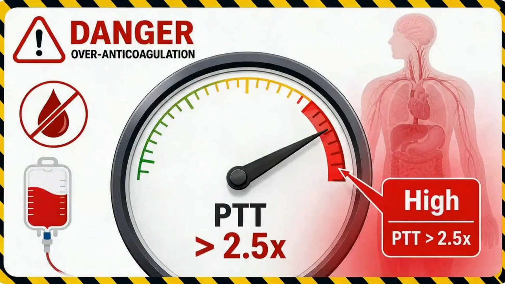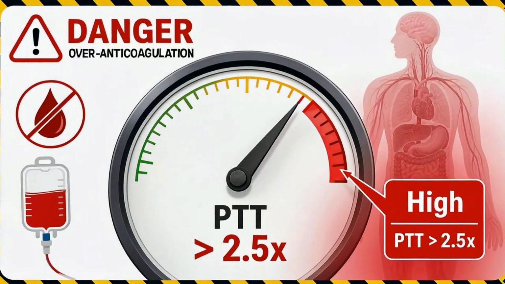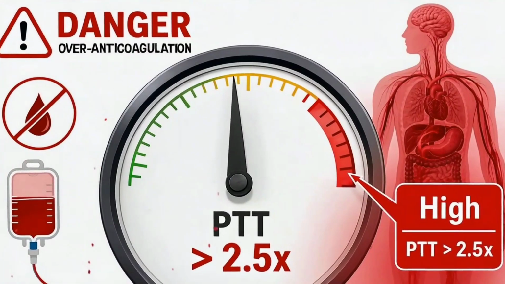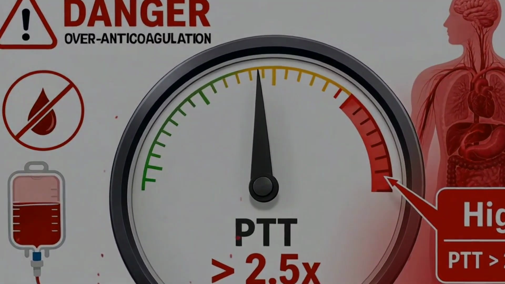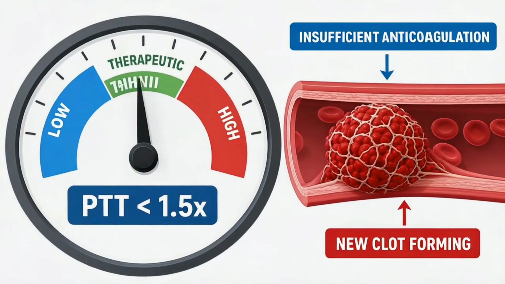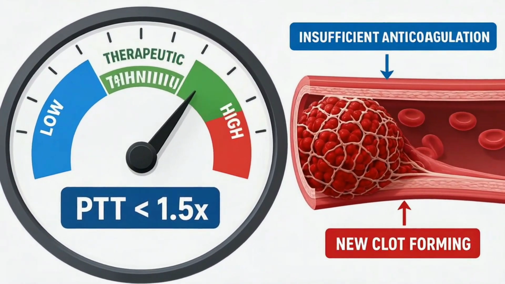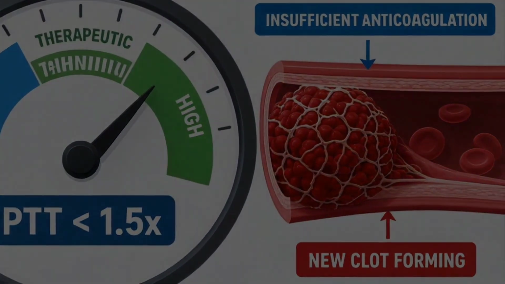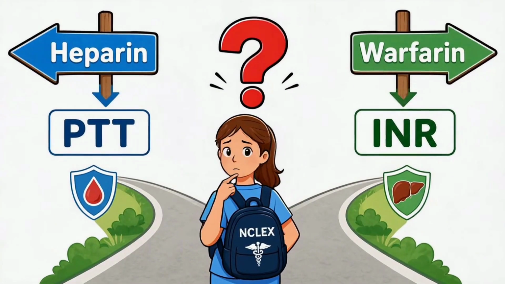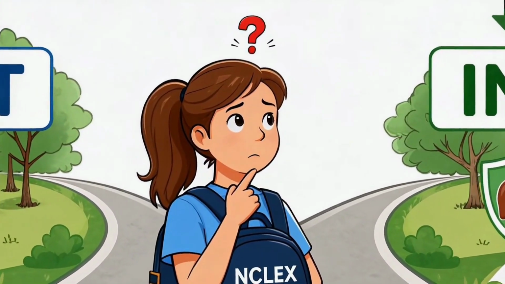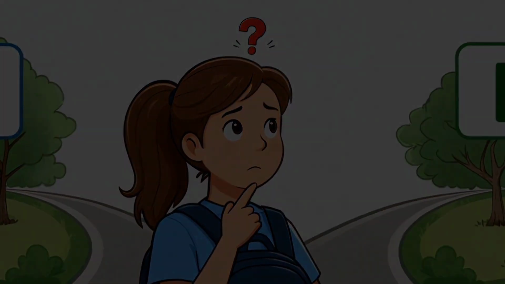If the PTT result is too high, the patient is at a significantly increased risk for dangerous internal or external bleeding. Conversely, if the PTT value is too low, the heparin dose may be insufficient to effectively prevent new clot formation. A common point of confusion on the NCLEX involves distinguishing between different laboratory tests for anticoagulants.